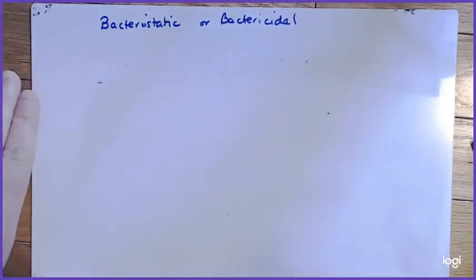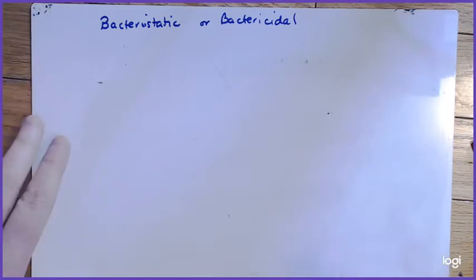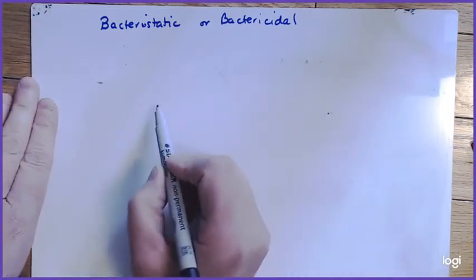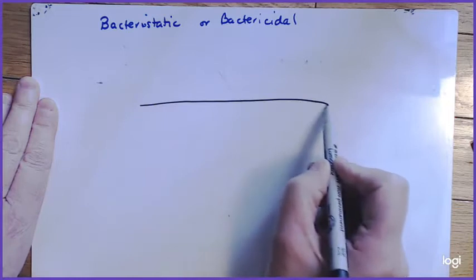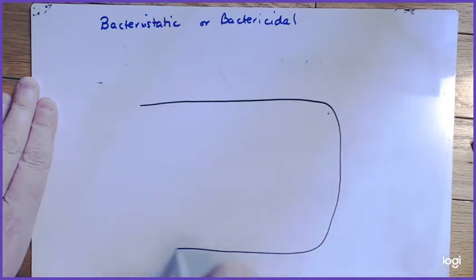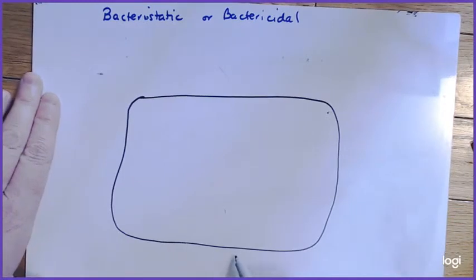So let's go back and remember a little bit about our bacteria. Keep in mind that they have their cell membrane, which is really important to keep all the parts of the cell inside. And then outside that we've got a thicker cell wall.